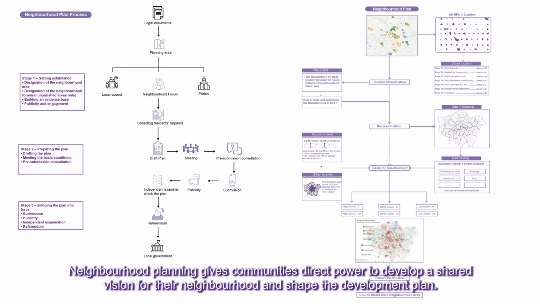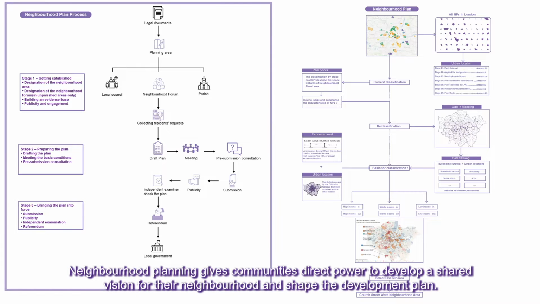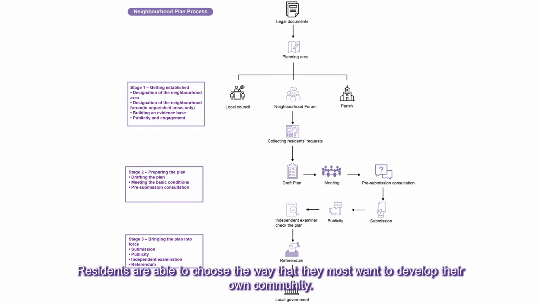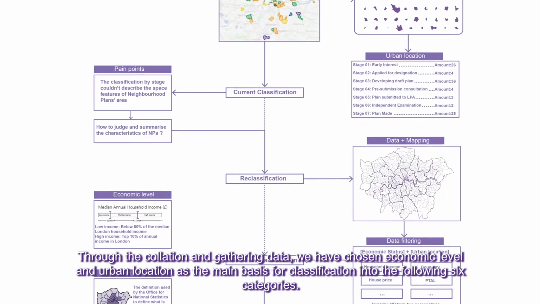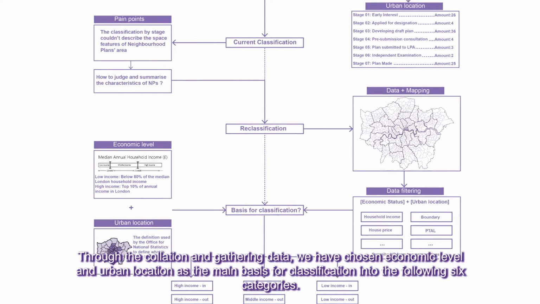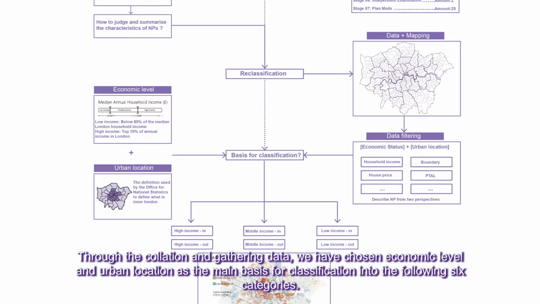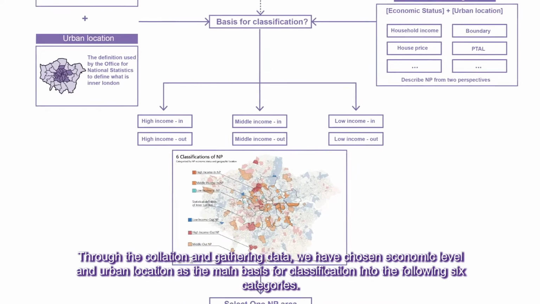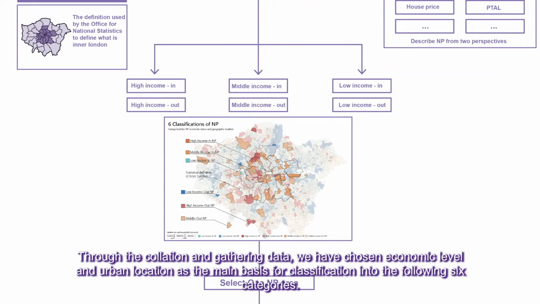Neighborhood planning gives the community direct power to develop a shared vision for their neighborhood and shapes the development plan. Residents are able to choose the way that they most want to develop their own community through collation and gathering data. We have chosen economic level and urban location as the main basis for classification into the following 6 categories.